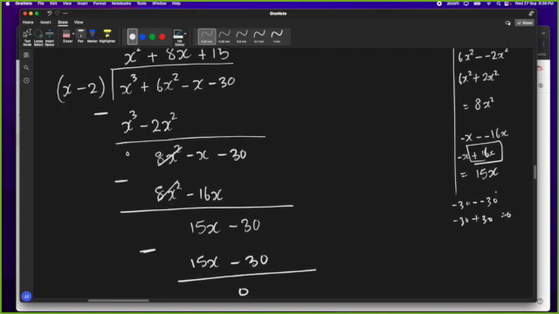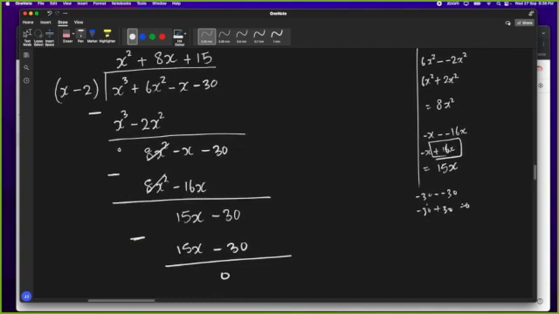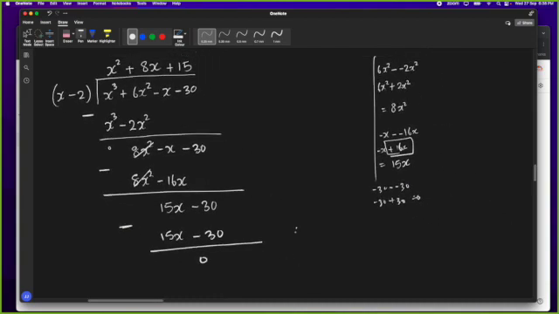And so we could see here that the factors are: x minus 2 is a factor because I got a remainder of 0. And then the next factor is x squared plus 8x plus 15. That is the other factor.